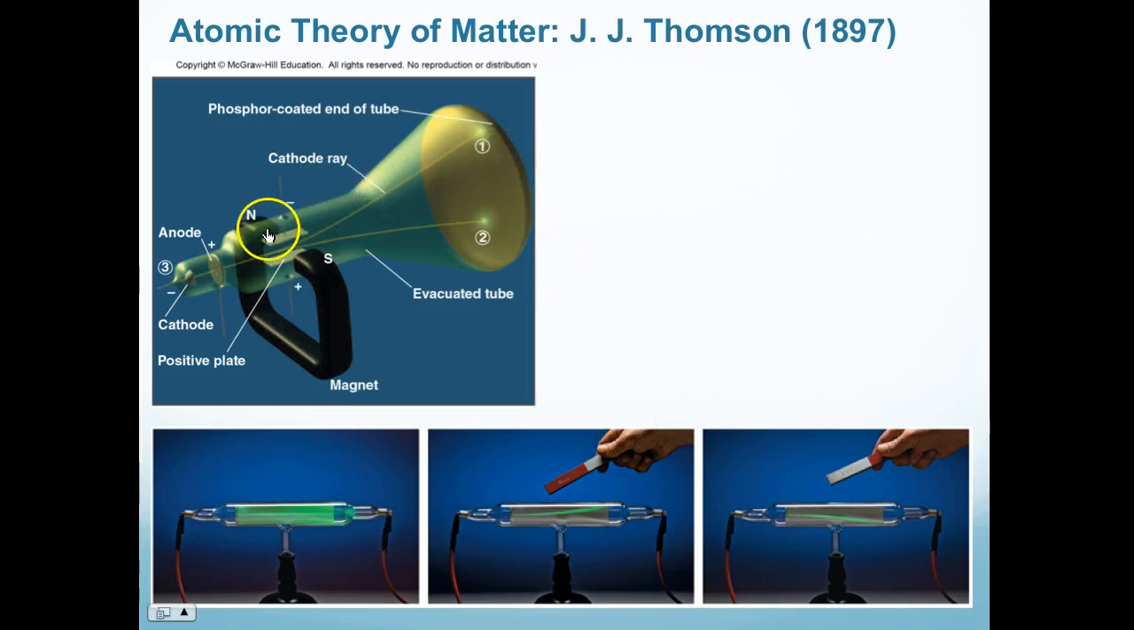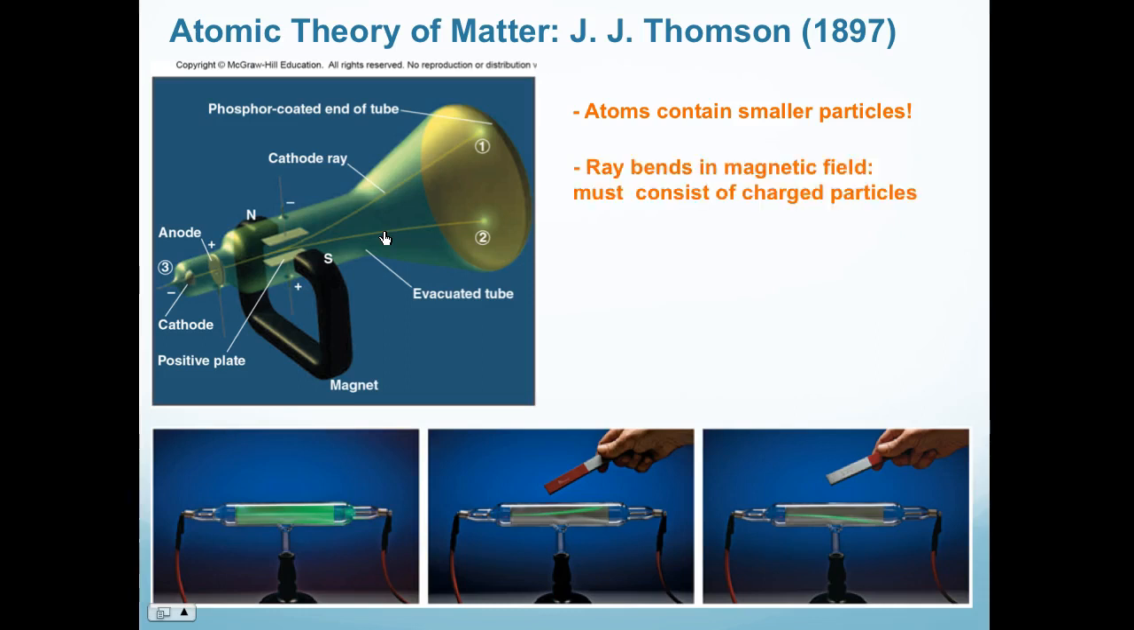And then if we apply a magnet, so a magnetic field to that, what happens is it goes ahead and it bends. All right, so since the cathode ray bends, it tells us that we have to have something else there. The particles have to be charged since it's going to be bent by the magnet. So this came about that atoms contain smaller particles. So really what we're talking about are those electrons, the things that are doing all the chemistry. This is where it all started.